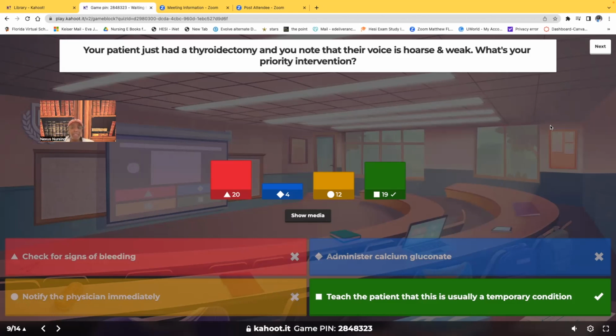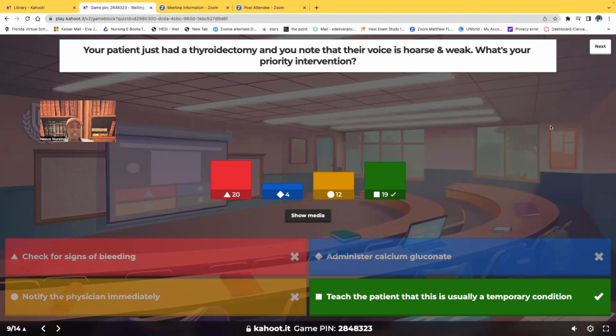When would we give calcium gluconate? We'd give calcium gluconate if the patient was hypocalcemic. What are the signs of hypocalcemia? Obviously, you'd be looking at the lab. You see the calcium was low. You may see what? Tetany, Trousseau's, Chvostek's, nerve muscle irritation. Things like that would let you know, okay, maybe the patient's hypocalcemic, but not a hoarse and weak voice. That's not a symptom of hypocalcemia.